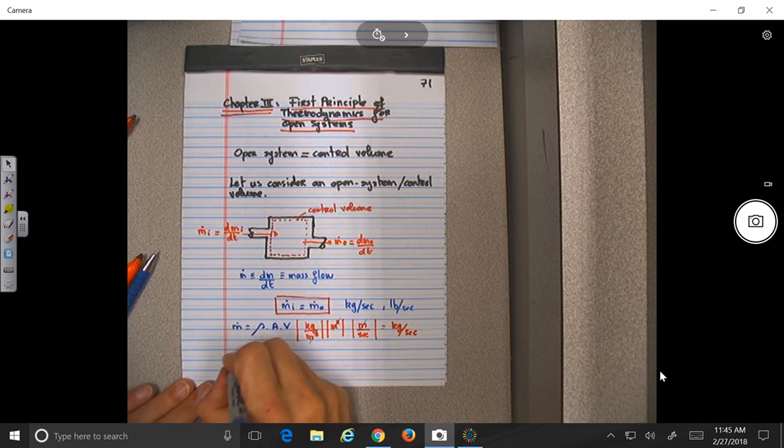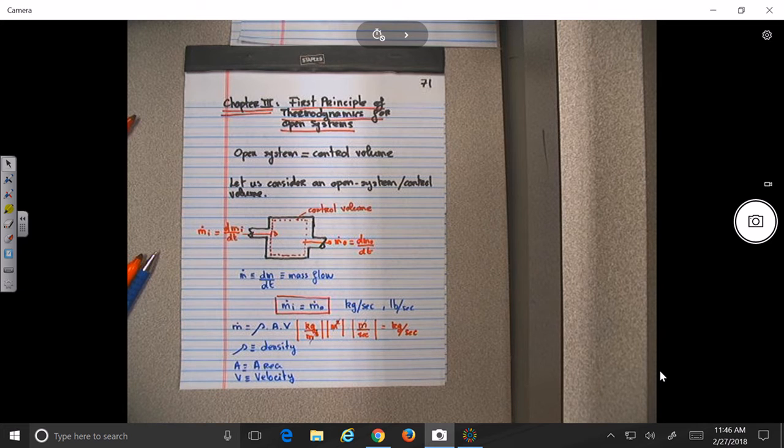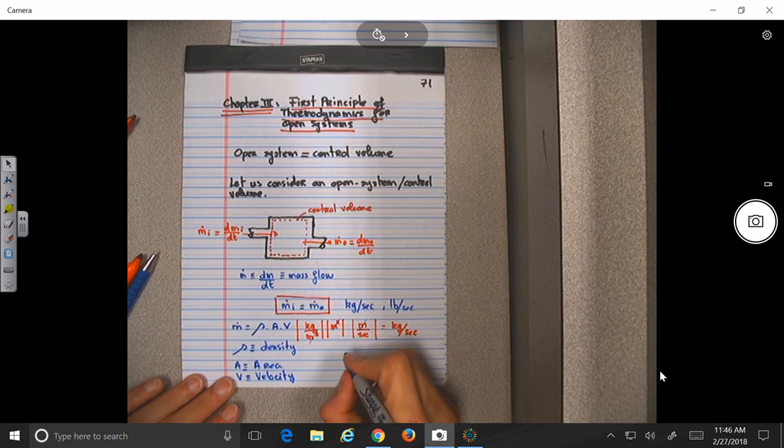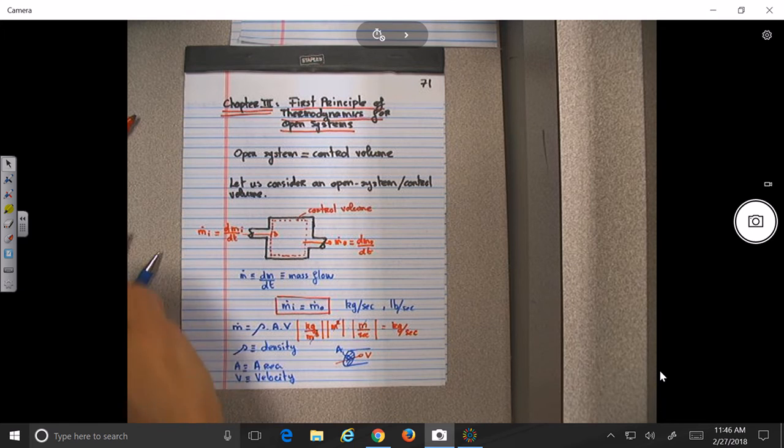So if you want, let me put over here more details. So where this will be the density, A is the area, and V is the velocity. I don't want to do too many figures over here, but basically that will be the area, that is the velocity, going through a certain cross section, no? Or tube. Okay, any questions so far?